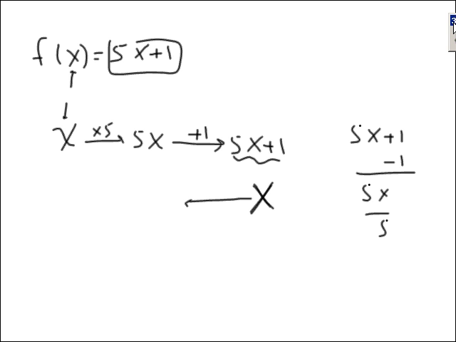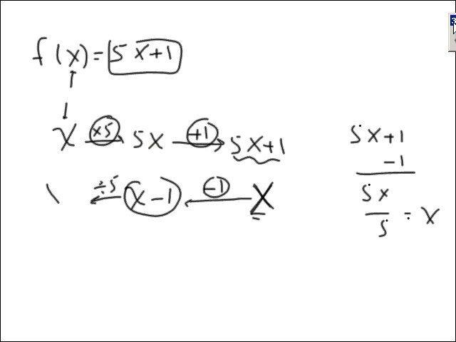And then if you divide by 5, you get back the number you started with. I'm going to undo what I did. Undo adding 1, take away 1. So you have x, and you take away 1, you have x minus 1. To undo multiplying by 5, I divide by 5. So I take this, and I divide by 5.